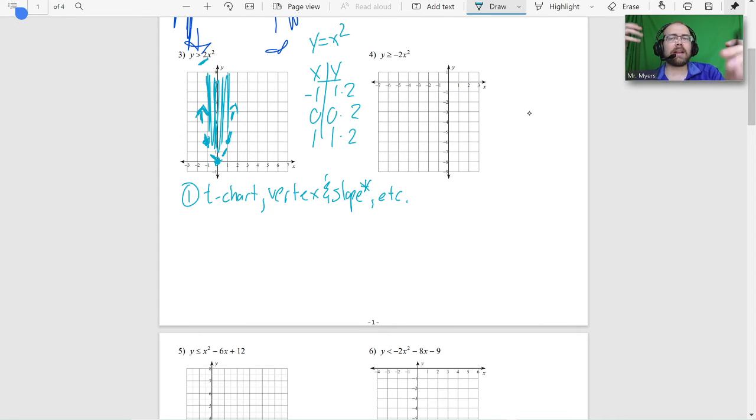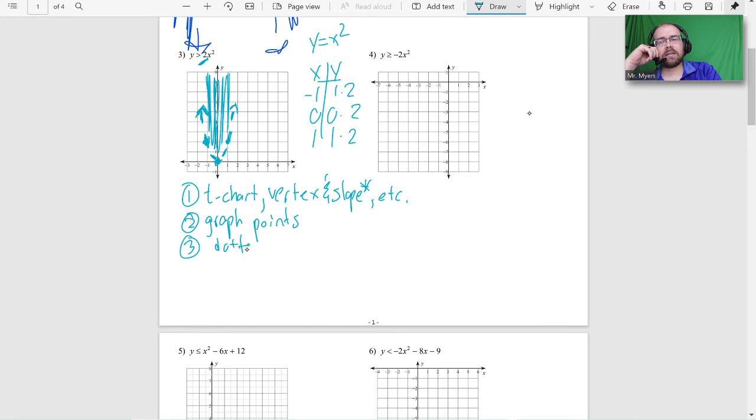Basically, you're trying to get points. So step 1, you're trying to get points. Step 2, you graph the points. Step 3, you do dotted or solid. It's either going to be dotted or solid, right? Or dashed. Dashed or dotted if it's not or equal to, that is.